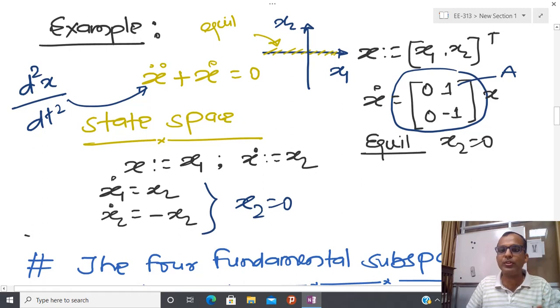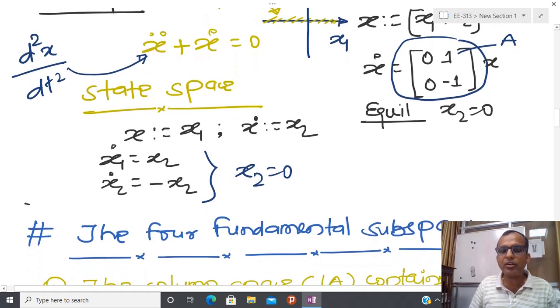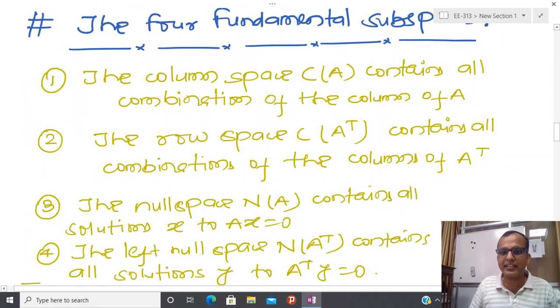So now I have told you that if A is a singular matrix, then I have infinitely many equilibrium points. Then how to solve that? How to identify the plane here? Here it is pretty easy, but it might be possible that I have an n-dimensional system. At that time I have an n cross n matrix. So in order to do that, I have to basically understand this concept.